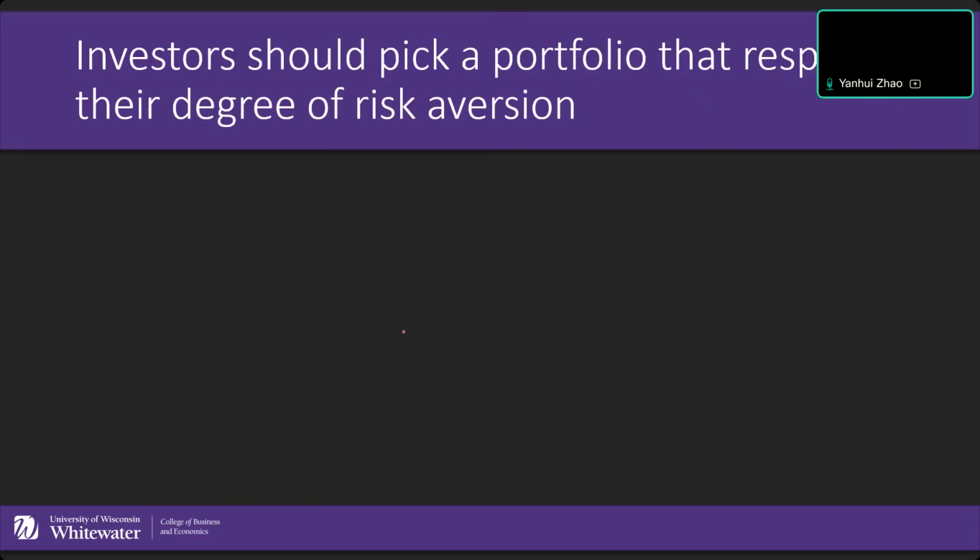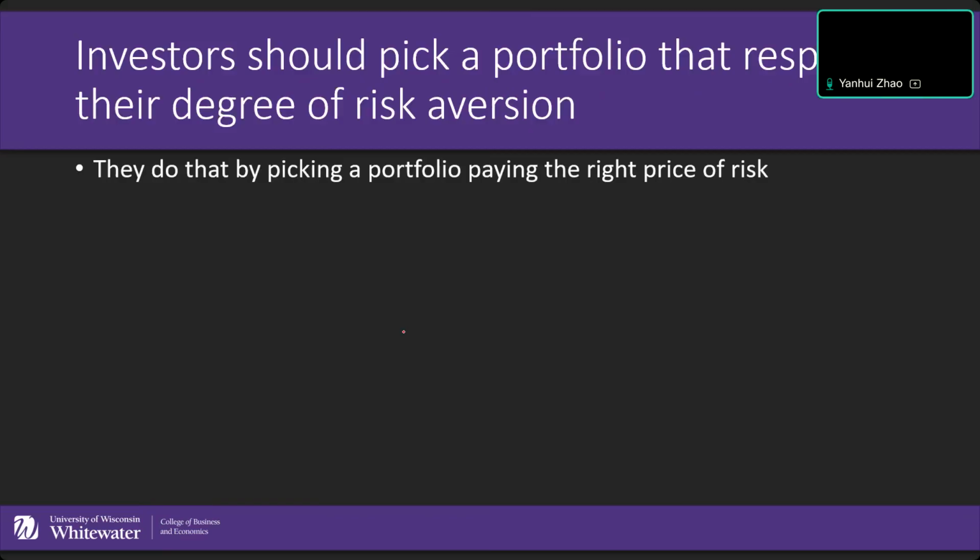Okay. So this is a concept, and the investor should pick a portfolio that respects their degree of risk aversion. If someone is really risk averse, they can invest 100% in risk-free assets. Otherwise, they can allocate some to risky assets and some to risk-free assets. If someone is really risk-seeking, they can borrow money and invest more than 100%, more than what he or she has, in risky assets.